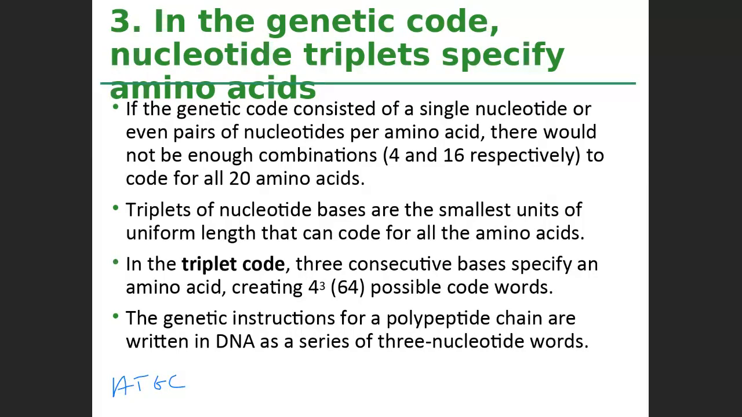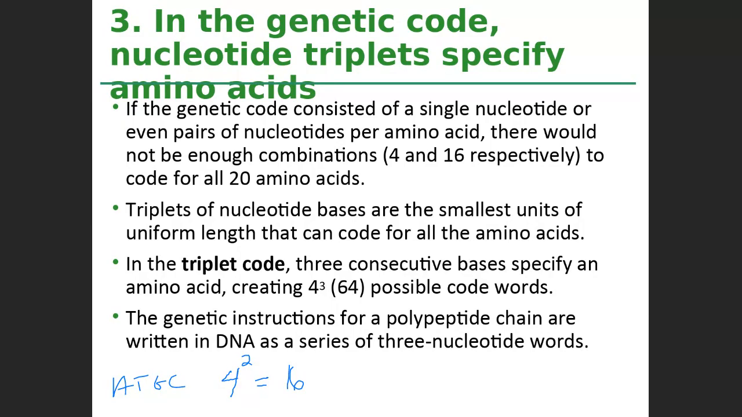So what if we took our 4 nucleotides and we put them into pairs? How many combinations do you get when you take 4 nucleotides and put them into pairs? Right, so we have 4 nucleotides and we want to pair them. How many combinations do we get? 16. Well, that's not enough because we have 20 amino acids. And we haven't even mentioned start and stop codons yet, so that's no good.